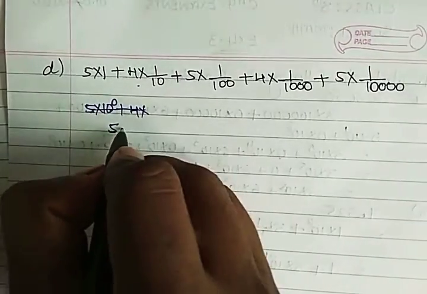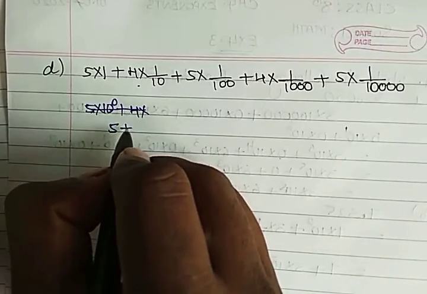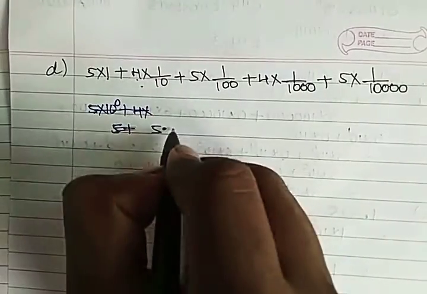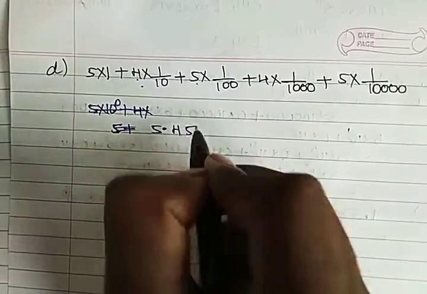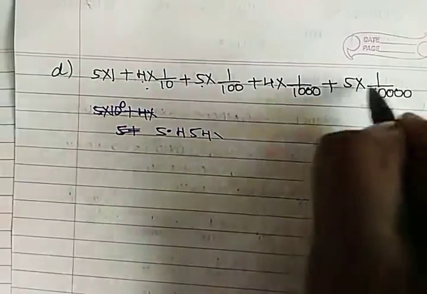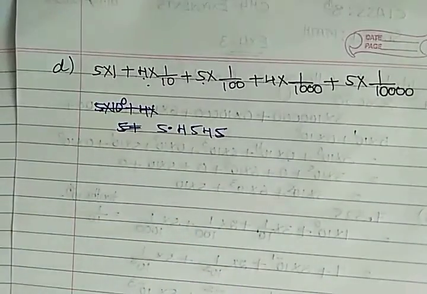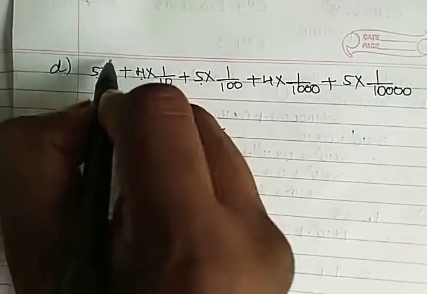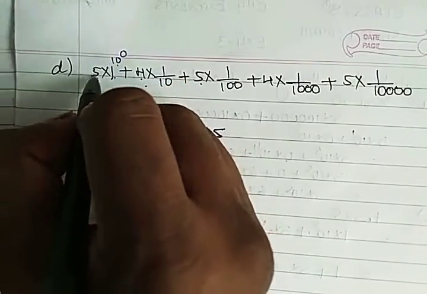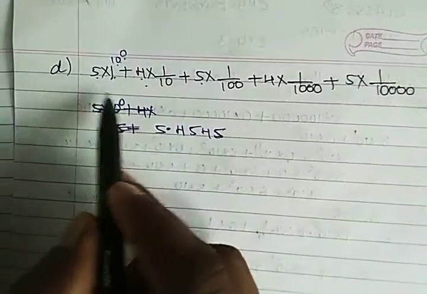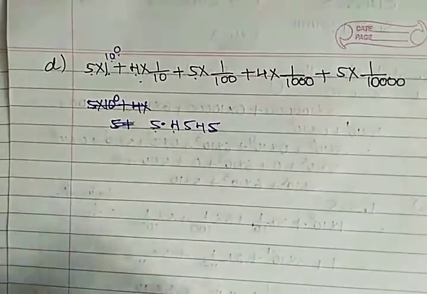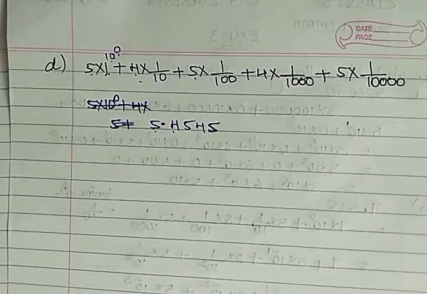So we can write it directly: 5 plus, otherwise 5 point, the first digit after the decimal point is 4, second digit 5, third digit, and the fourth digit is 5 again. This is how we can write. 5 into 10 power 0, anything power 0 is 1. 10 power 0 means the ones place, so I have written 5 in the ones place. Remaining all are after the decimal point. So this is about question number 2, converting the given expansions into the usual form.